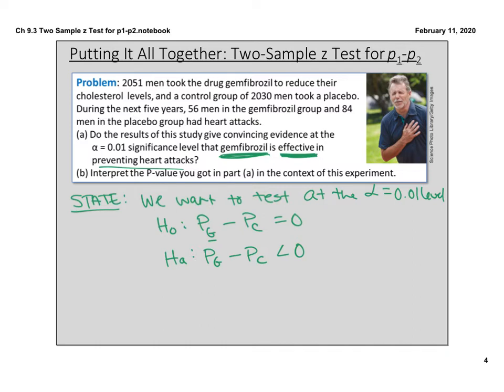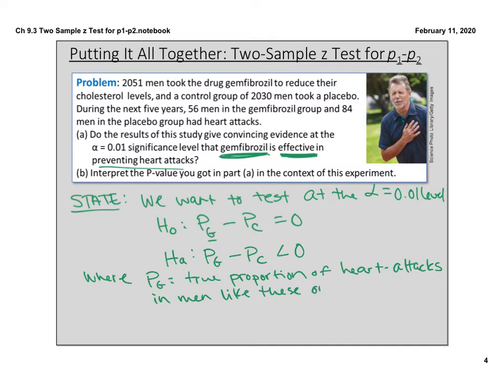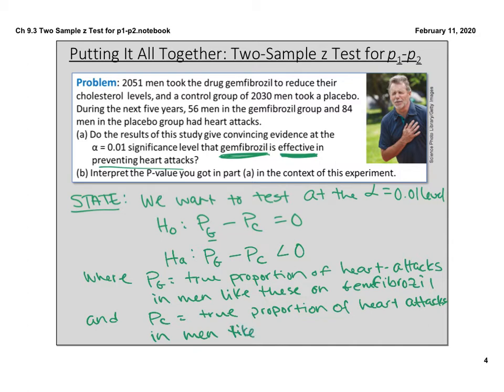But I also need to define my parameters. So PG is the true proportion of heart attacks in men like these on gemfibrozil, and PC is the true proportion of heart attacks in men like these on the placebo.